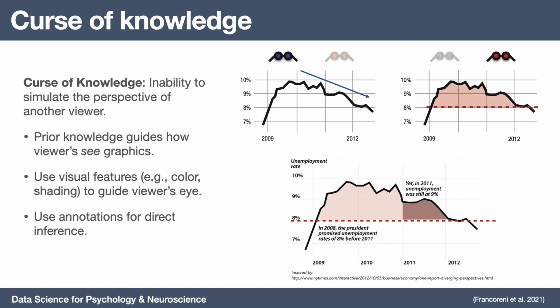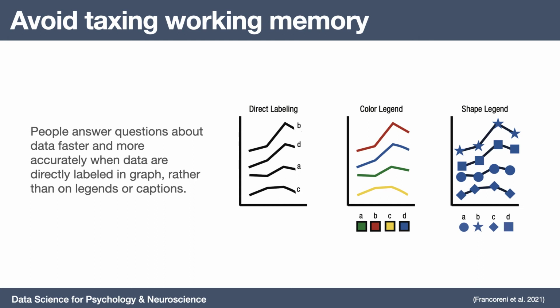Now, the cognitive knowledge also reminds us that working memory matters. In this whole example here, what you're doing by putting annotations in the figure is you're reducing the effort of the working memory system so that they don't have to carry over information from written text into visual formats. So that's a generally good rule for data visualization: try as much as you can to avoid taxing working memory. People answer questions about data faster and more accurately when the data are directly labeled in a graph rather than on legends or captions.